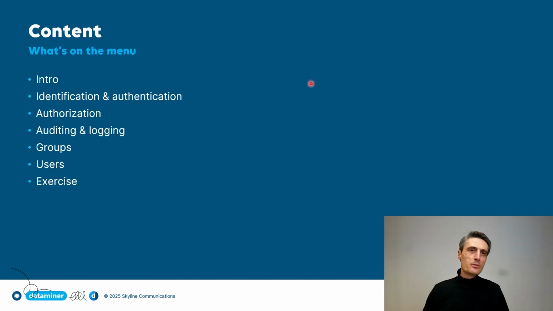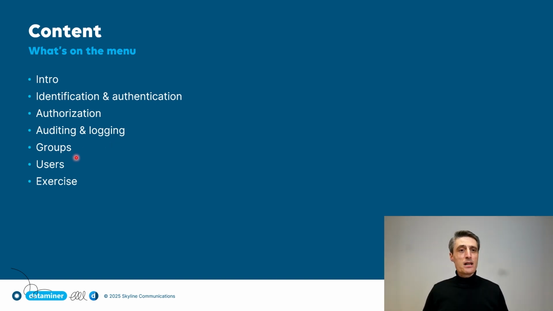So first of all, we will take a quick look at the introduction and then dive into the identification and authentication. Basically, I need to log in with a username and a password. And once I'm logged in, I need to look at the authorization. What can that person do or what will he or she not be able to see? We also, of course, want to make sure that we have decent auditing and logging on what a person does and what the actions are that this person did.